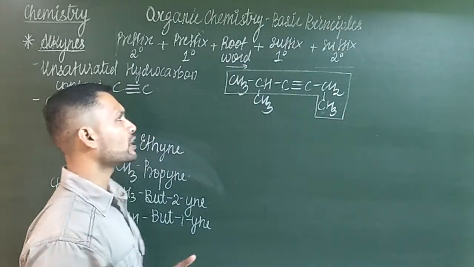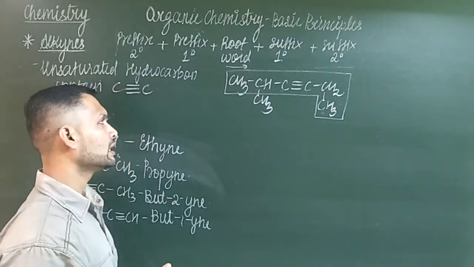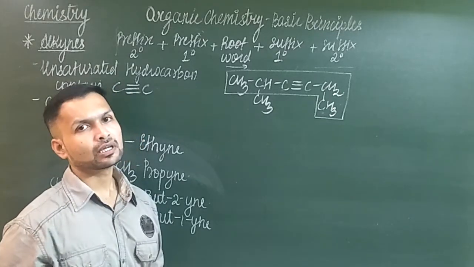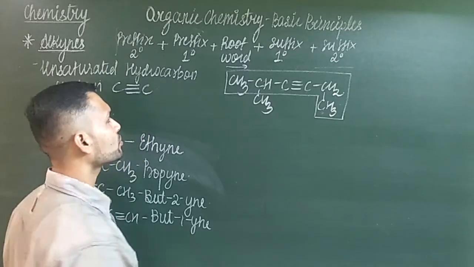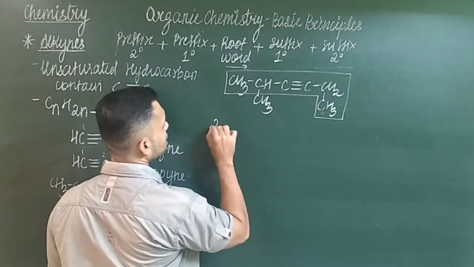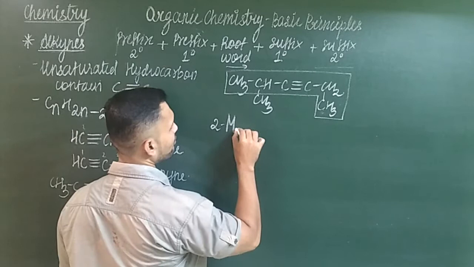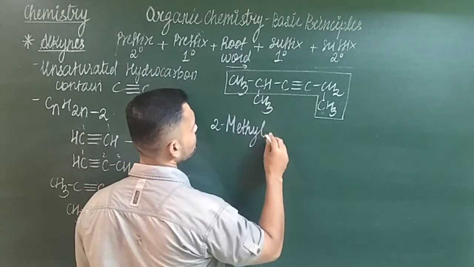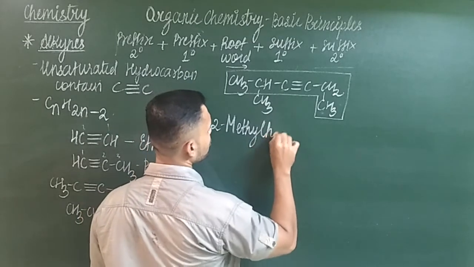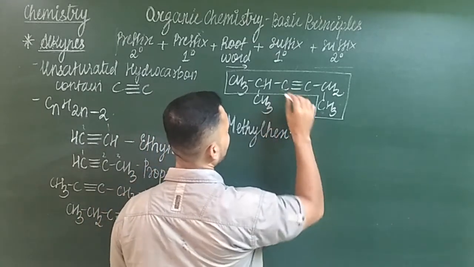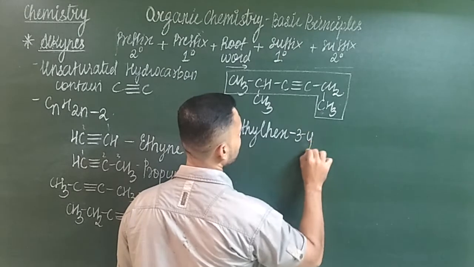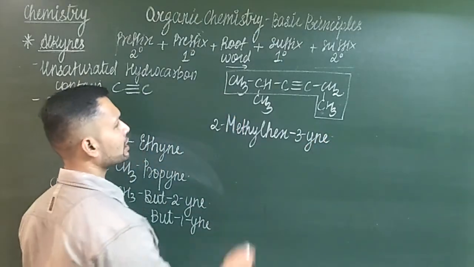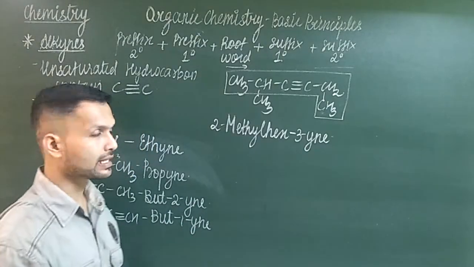If the main functional group is coming on the same carbon from either side, then you have to look for an even lower number for the other substituent. So we'll write from here. The name goes as 2, only M capital. This is 2-methyl. Next this will be hex. Then at 3 it should be written as ine. It should be hex-3-ine. So this should be the name, 2-methylhex-3-ine in this case.